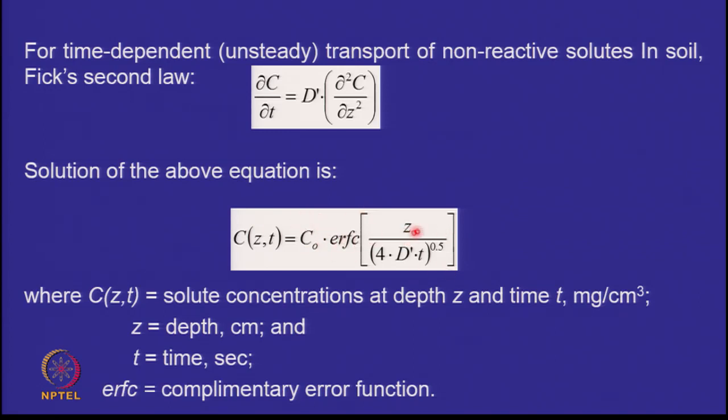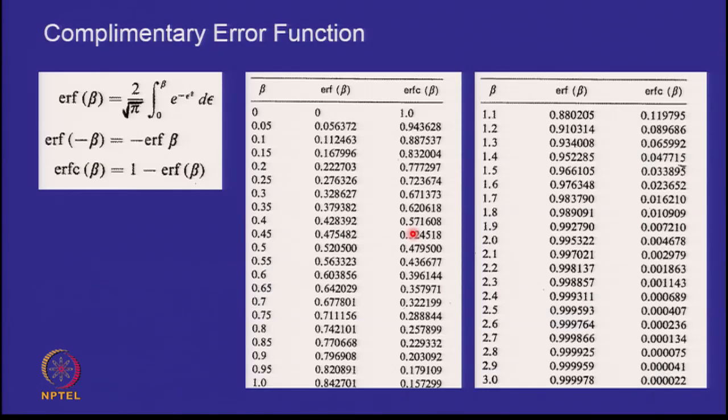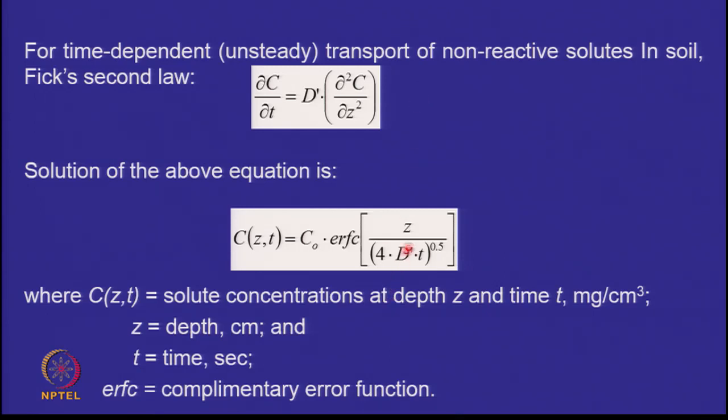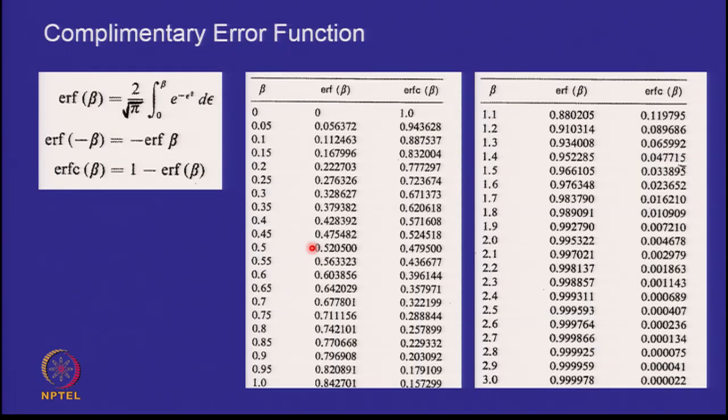Now what is this complementary error function? Standard tables are available, don't worry. If you know beta, you can find ERFC. You'll have to go back and look up your maths a little bit, but if you find this value beta, then you can find this error function. And quite clearly C cannot be greater than C naught. Can it be greater than C naught? No, so you will get these values varying from 1 to 0 all the time.